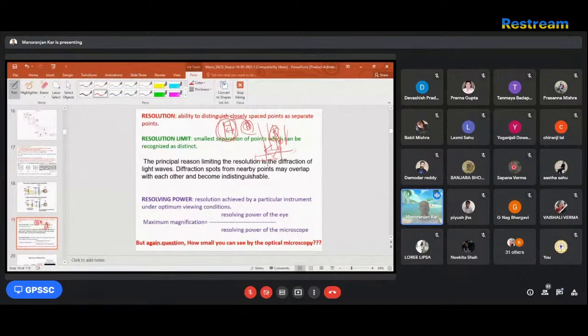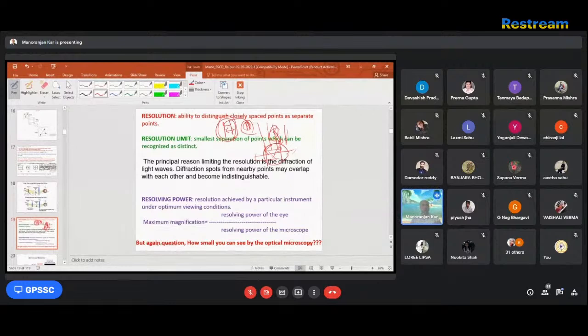So what is happening is that while the light is falling here, they are unable to resolve it. That's why it feels like a reflection, and due to the diffraction limit, you can't distinguish these two points.